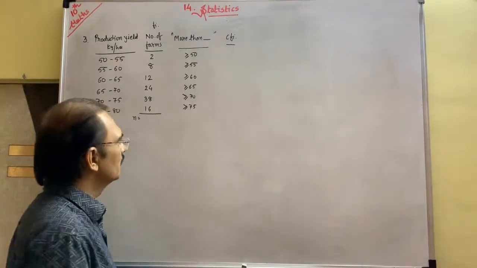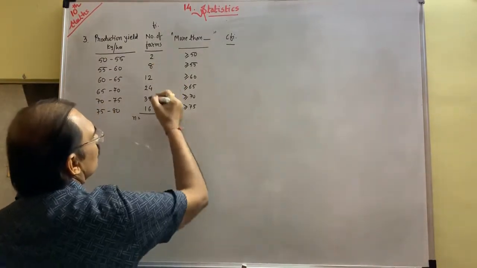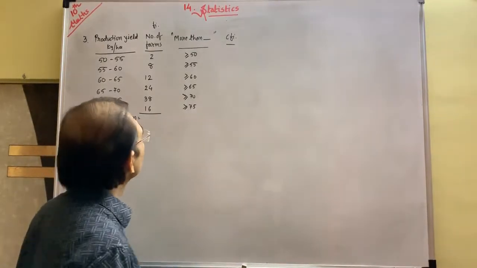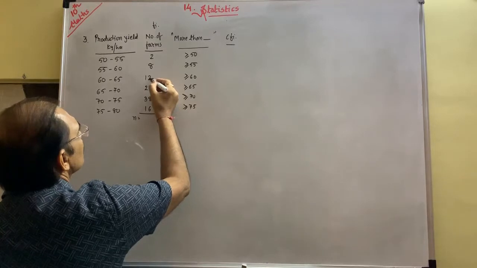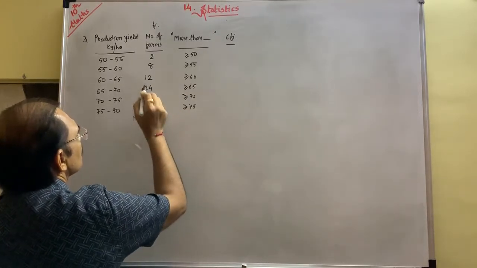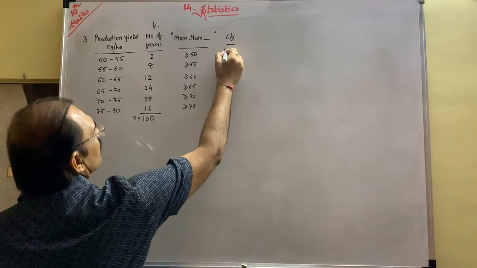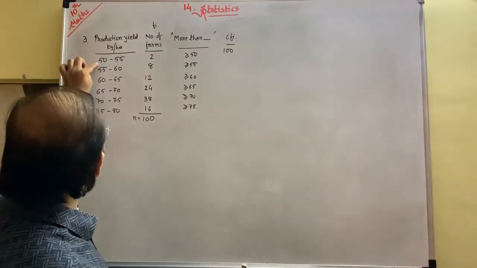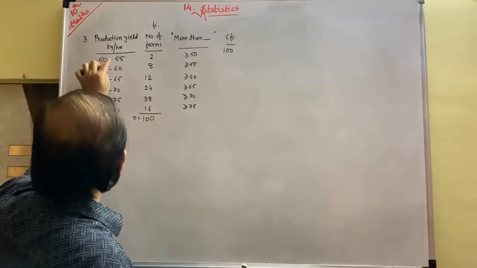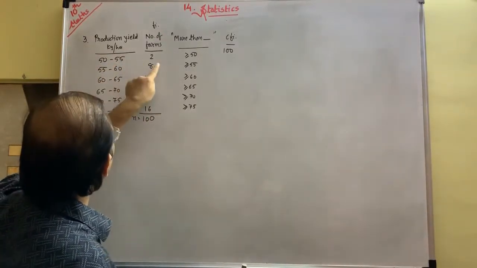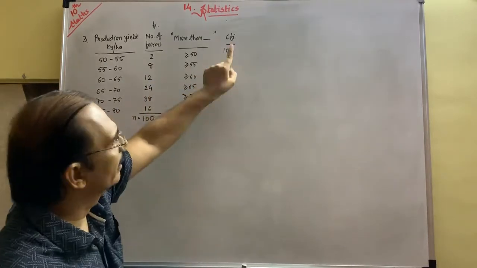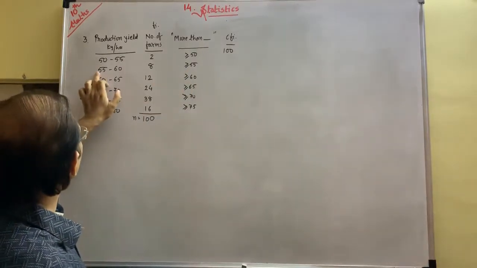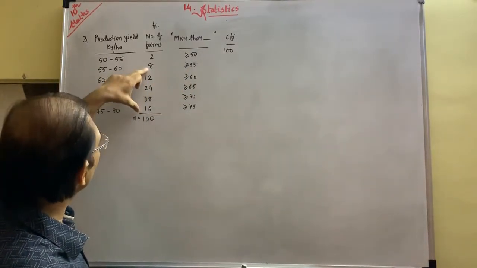Now cumulative frequency. Find out the total. The total is 100. So write more than 50. That means all these are more than 50. The total is 100. Now more than 55. The more than 55 means only up to this.